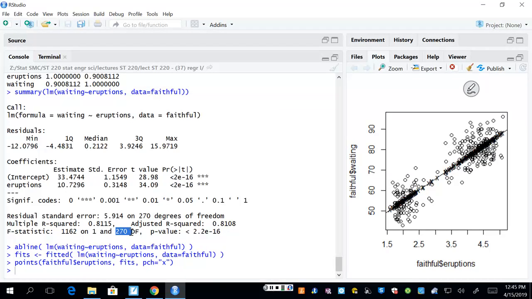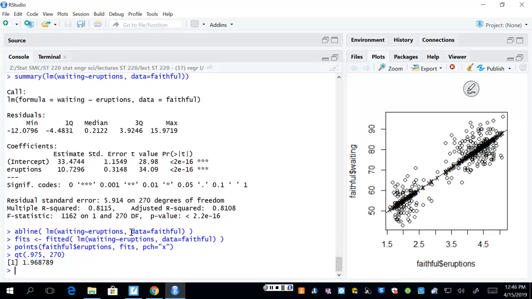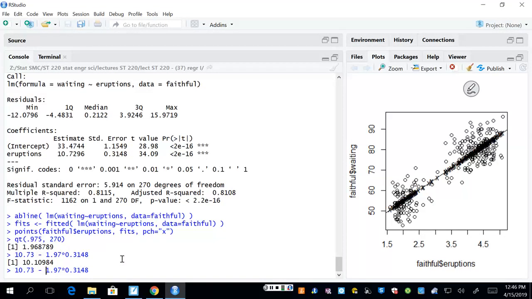There was 272. So the 0.975 quantile for a t distribution with 270 is 1.97, just about, not much different from a normal. So our confidence interval is going to be 10.73 minus that 1.97 times the standard error. This standard error here is already incorporating s and the square root of the sum of squared x deviations, right? That thing up top.